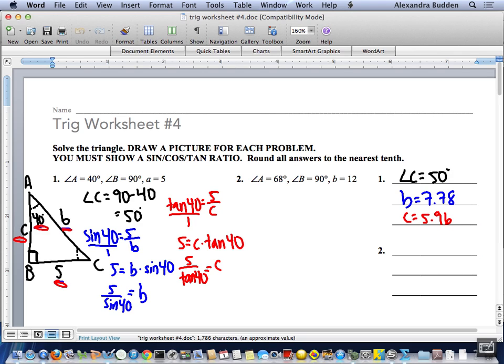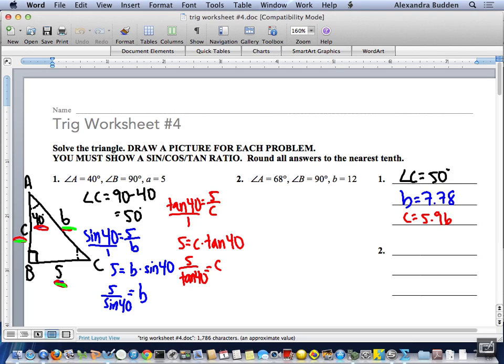Let's just do a quick check. We found side B to be the largest because 7.78 is greater than 5 and it's greater than the 5.96 we found for C. Does that make sense that B would be the largest? Yes, it should because B is the hypotenuse.